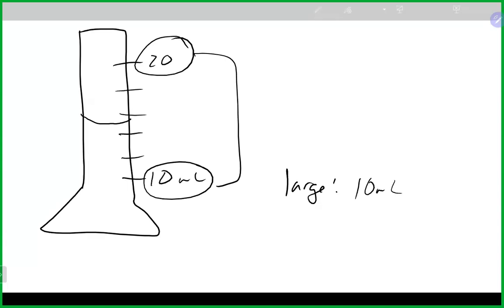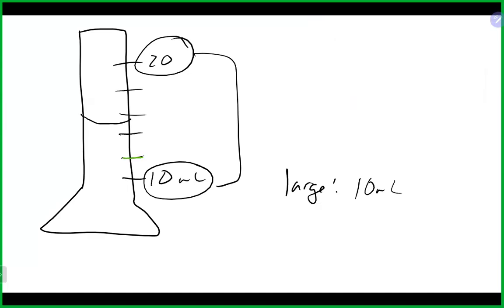In this particular case, though, in terms of our small markings, we have 1, 2, 3, 4, and only 5 markings in this case. So our small markings are only 5. That means that each small marking in this case represents how much? 2 milliliters, right? 10 divided by 5 is 2 milliliters.